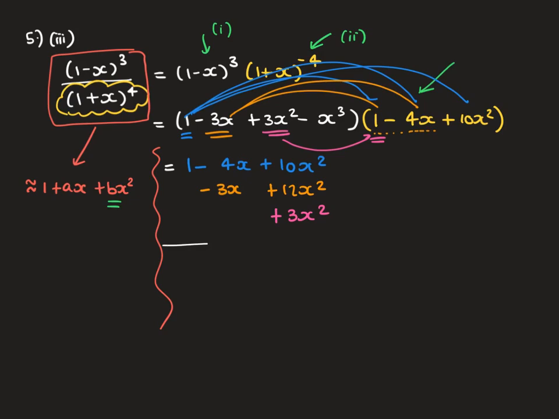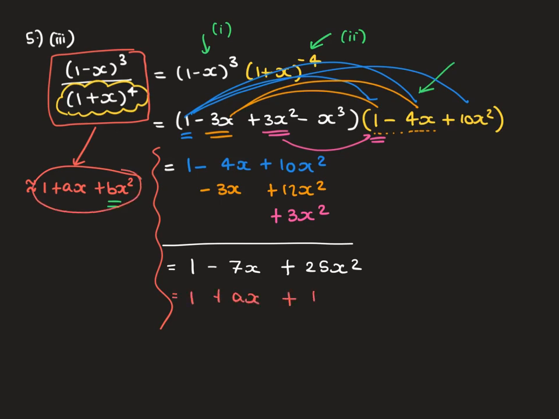And I'm going to add these together, which gives me 1 minus 7x plus 25x squared. Now if we compare that to what was given in the question, 1 plus ax plus bx squared, then hopefully you can see from there that the 1 matches on both parts. a must be equal to negative 7 and b must be equal to 25.